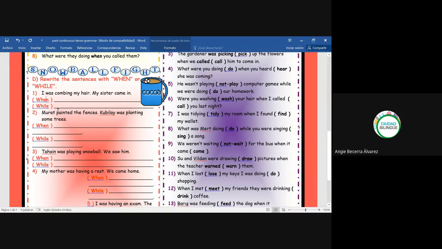For example, number one, it says, I was combing my hair, my sister came in. ¿Cómo quedaría esta? Con when. When I was combing my hair, my sister came in. ¿O sería en la mitad? ¿Cómo quedaría, Yoka? While I was combing my hair, my sister came in. Perfect. That's good with while. And with when, y si yo quiero utilizar when, ¿cómo quedaría con when?